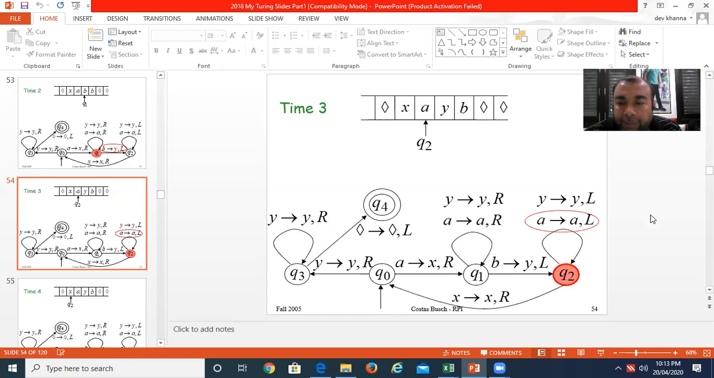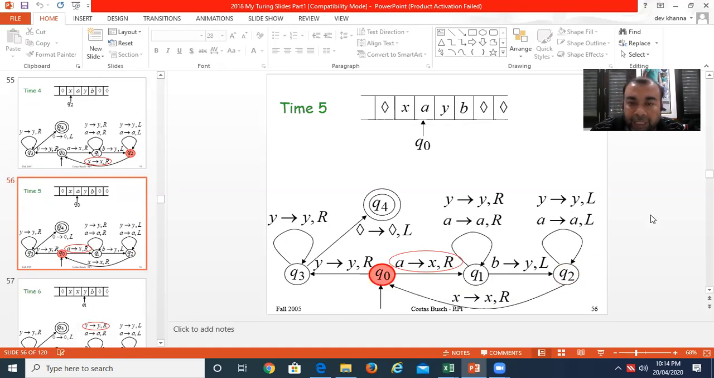So A remains A, and left side, left side. Then you meet X. As soon as you meet X, it means before this X, if there are symbols, they have also been converted into X. So this is actually the rightmost X. As soon as you meet the rightmost X, take a right turn. So X remains X and you move to the right. What will you meet? A. Then again this cycle.